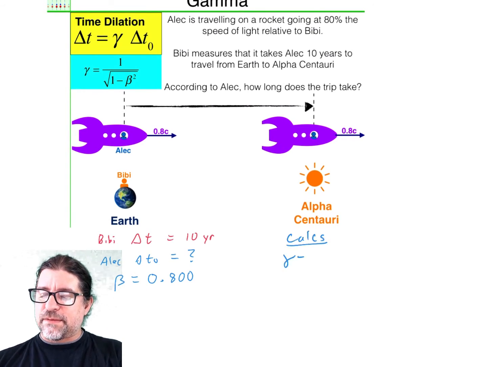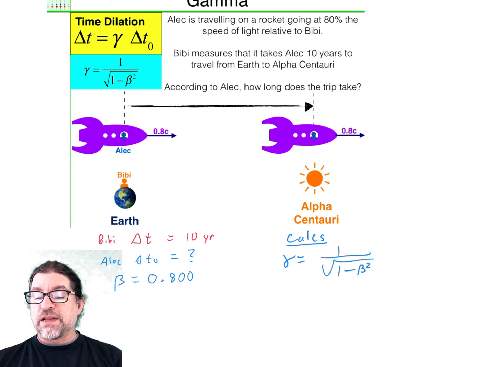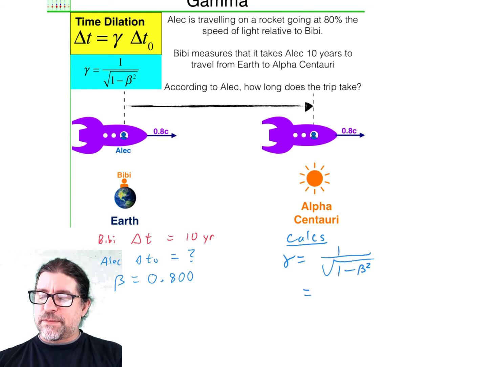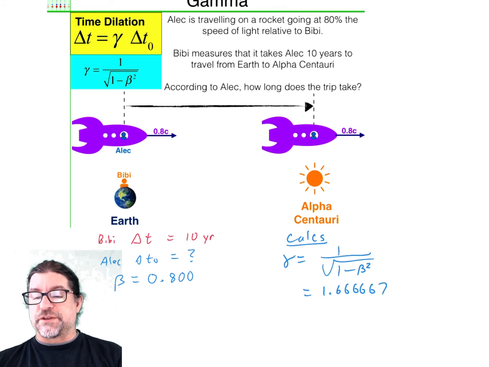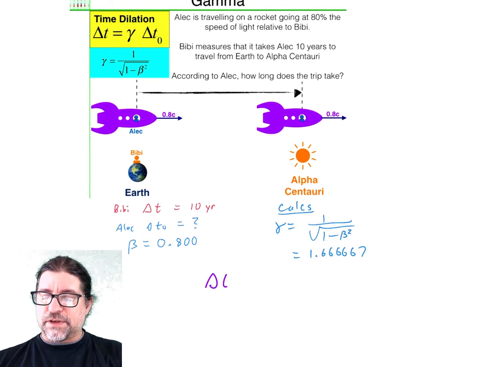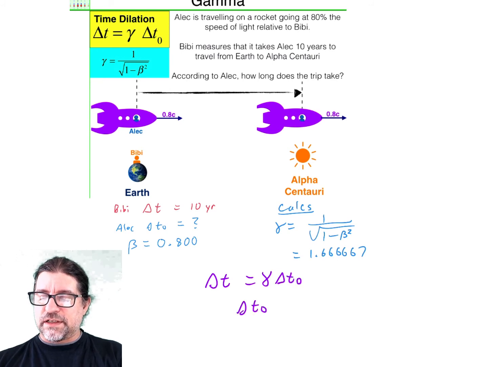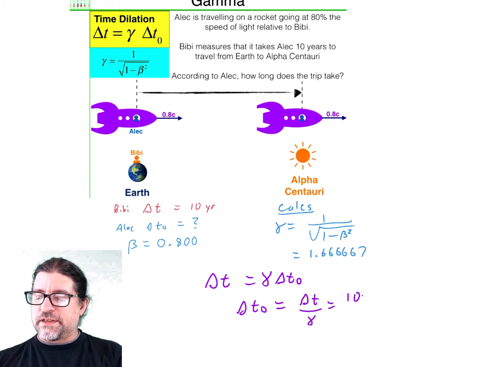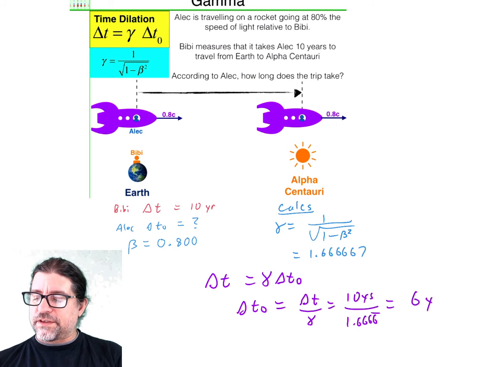Remember, gamma is 1 over the square root of 1 minus beta squared. When I plug in 0.8 for beta, I get that gamma is about 1.6666. We'll just keep some extra sig figs for now. That's the ratio. So now, to find the time, remember delta t is equal to gamma delta t naught. So delta t naught will be delta t divided by gamma. In other words, 10 years divided by 1.6666, and when you do that, you end up with 6 years.